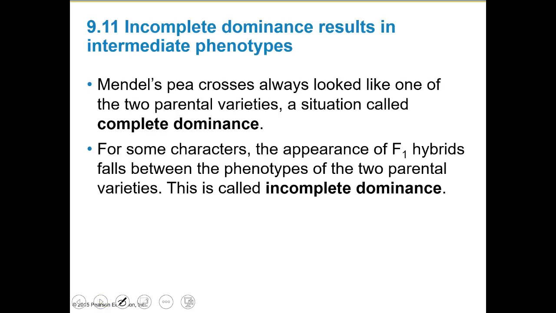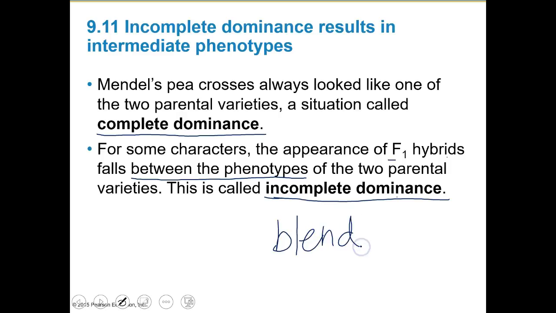So let's start here. Mendel's P crosses always look like one of the two parental varieties. That's what we call complete dominance. So one particular trait is completely dominant over the other one. If the dominant one is there, we don't even see the recessive one. Okay, but for some characteristics, the appearance of the F1 hybrids falls between the phenotypes of the two parental varieties. This is called incomplete dominance. And so incomplete dominance is where we have a blend. Our heterozygotes are going to look like a blend of the two parents.